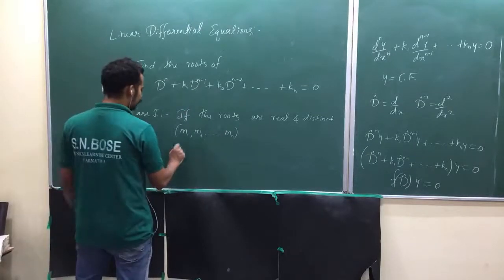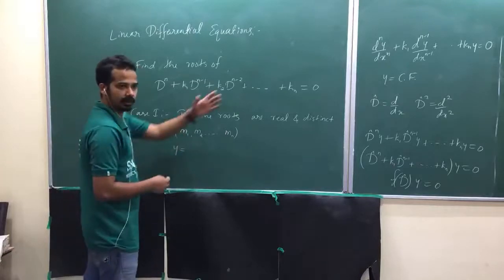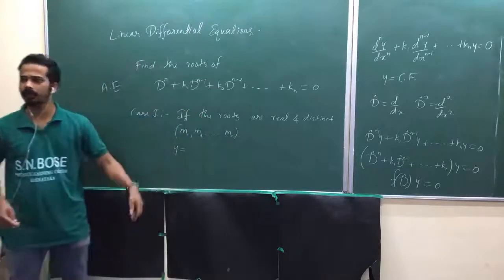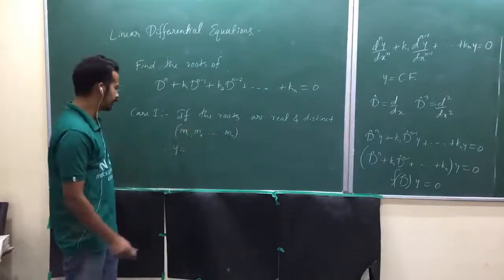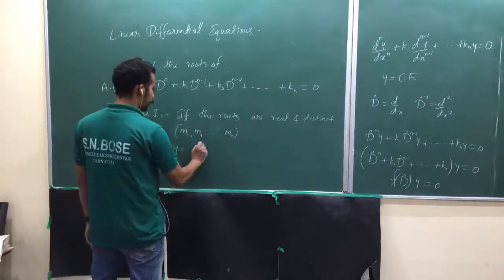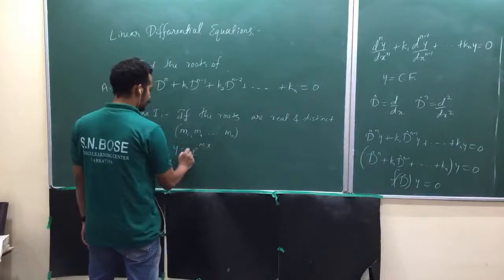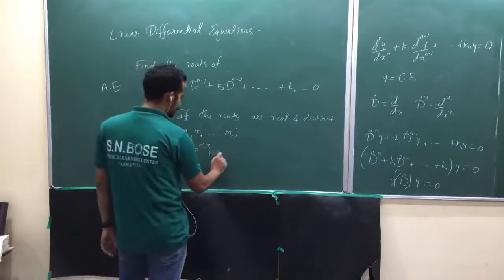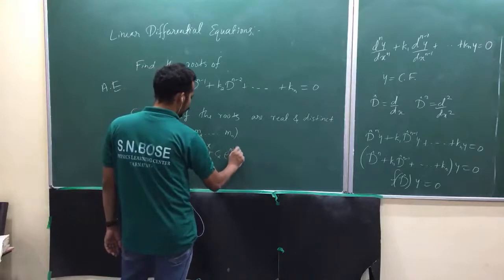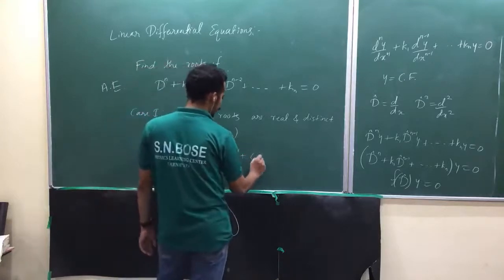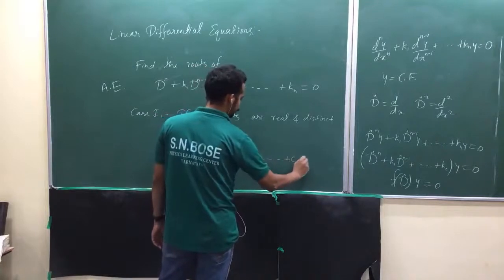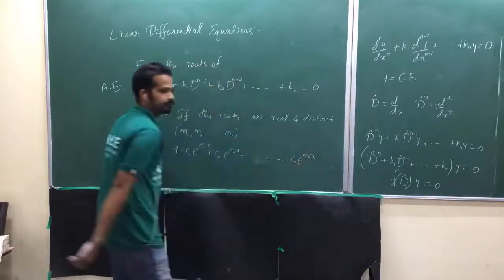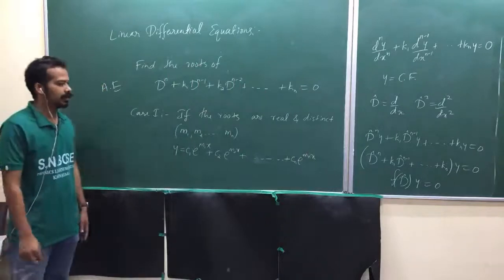Suppose these are the roots, then your complementary function, whatever I am writing, is called the complementary function. Later I will take that idea. Complementary function itself is a solution. That will be y = c1 e^(m1 x) + c2 e^(m2 x) + c3 e^(m3 x) and so on, if roots are real and distinct.